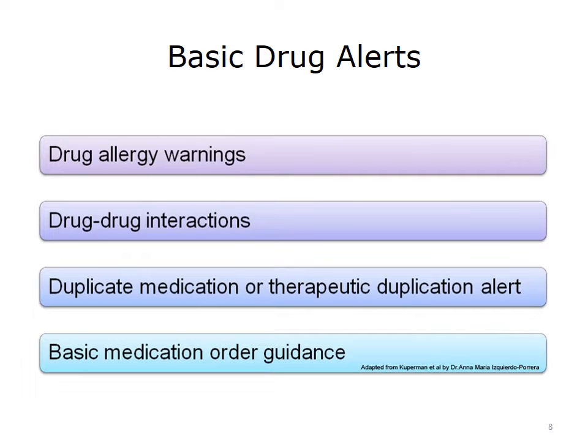Drug-to-drug interactions are generated when the mode of action of one drug is known to be affected by simultaneously prescribing a second drug. Duplicate medication or therapeutic duplication alerts are generated when the patient is already receiving the medication just ordered or a different drug in the same therapeutic category. Basic medication order guidance is an alert that provides dosing information, with default dosing being the most appropriate initial dosing.